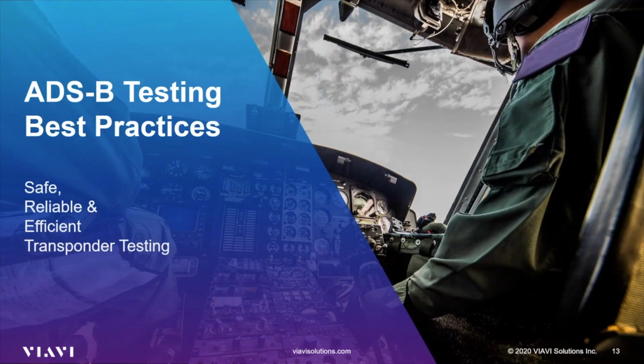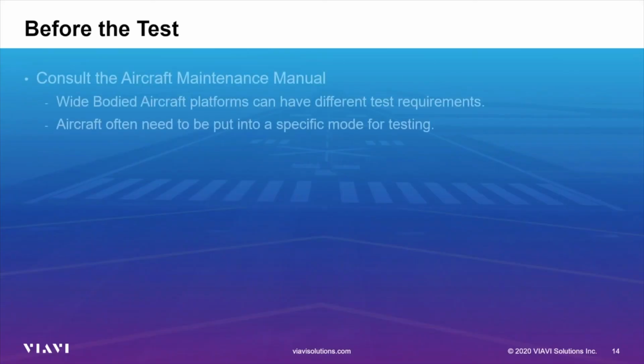I'm going to talk about the ADS-B testing best practices. Now, these are things that we deem to be essential to ensure the safe, reliable, and efficient testing of your transponders. So first of all, there are a couple of things that you need to do before you start testing. One of the most important things is to consult the aircraft maintenance manual for the aircraft that you're testing. Particularly for wide-bodied aircraft platforms, these can have many different testing requirements, and the aircraft often needs to be put into a specific mode for testing.